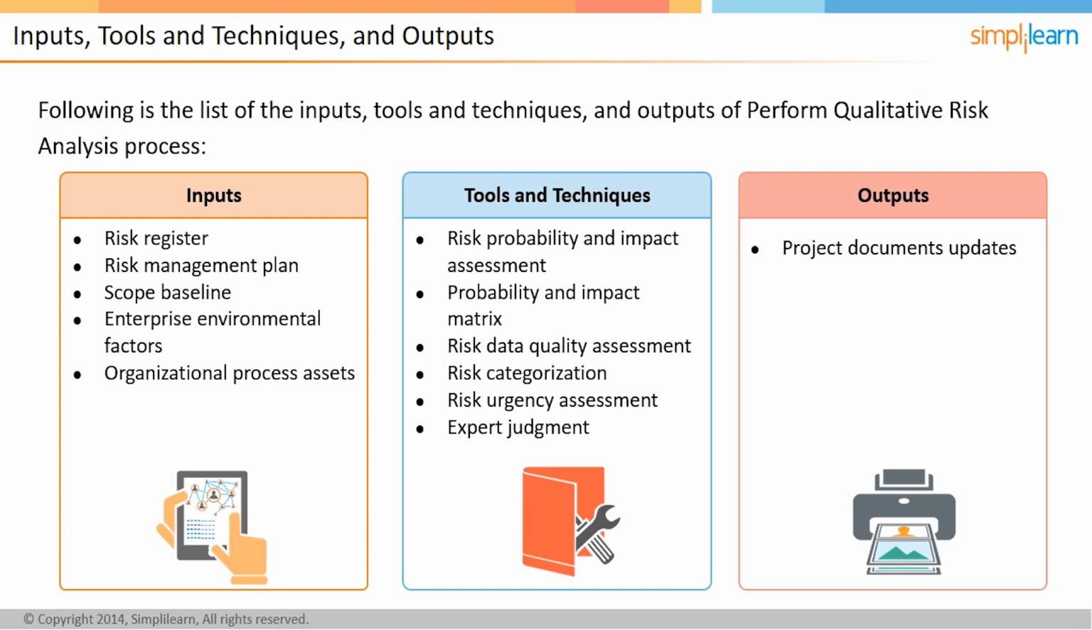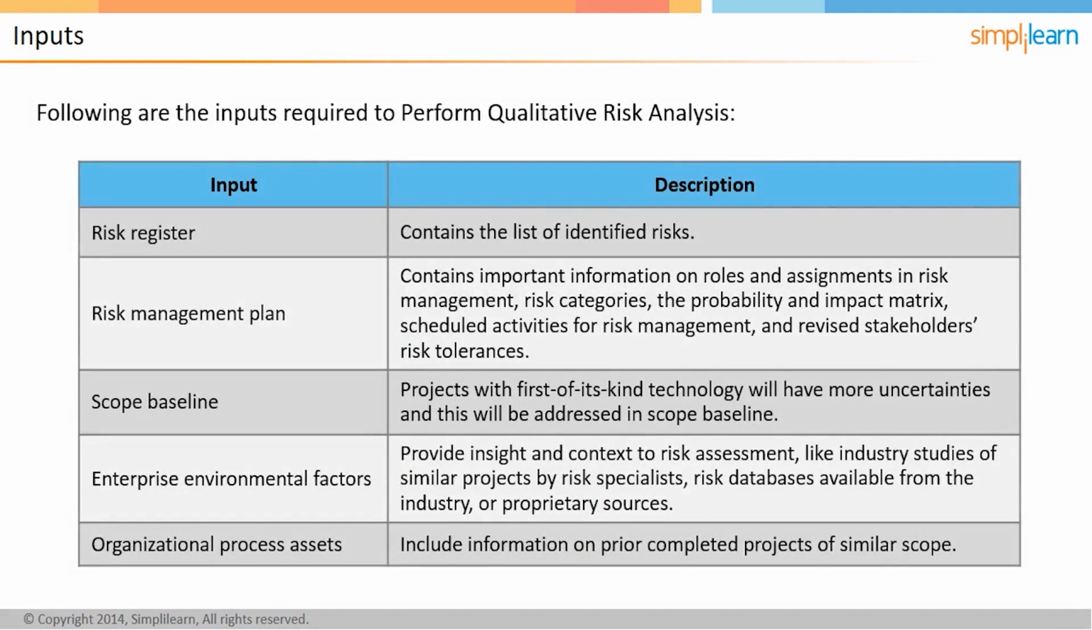We will now move on to the inputs required to perform qualitative risk analysis in the next screen. Following are the inputs required to perform qualitative risk analysis. You need the risk register because the identified risks are documented in the risk register. The risk management plan is needed because the probability scales and impact scales are defined in the plan.